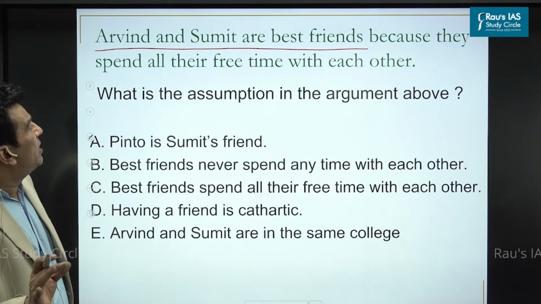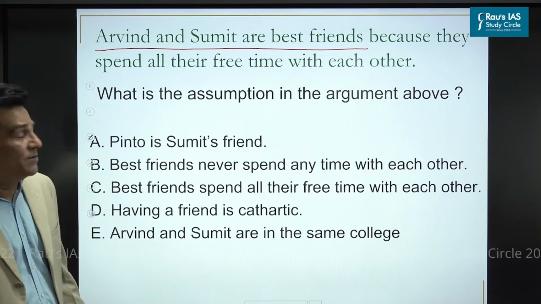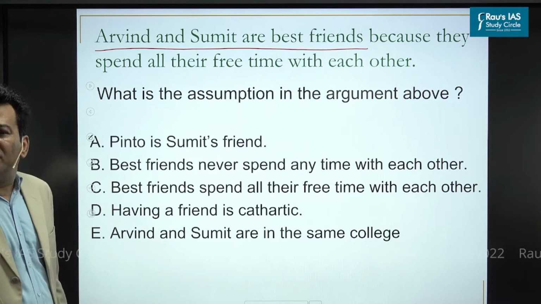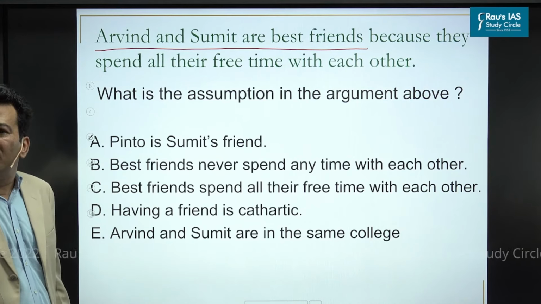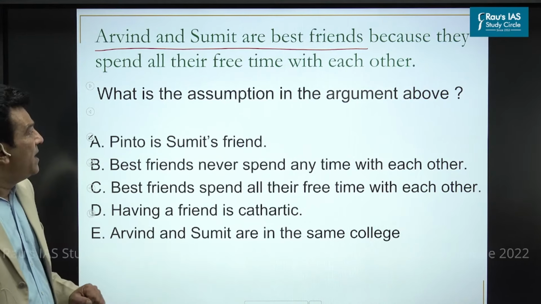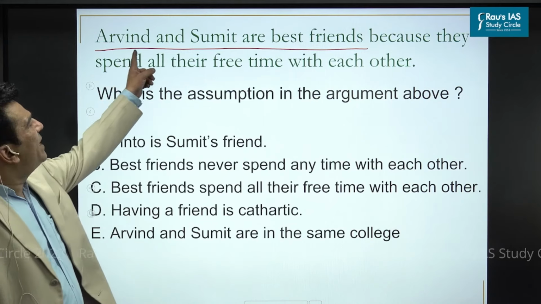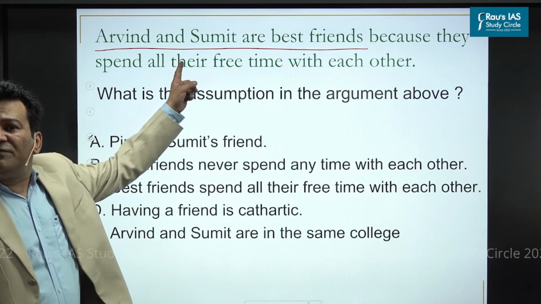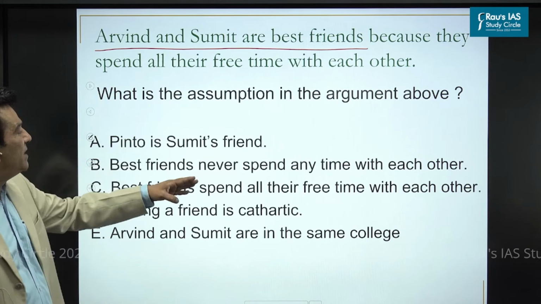The assumption which you find out here is best friends spend their free time with each other. That is the assumption. Suppose you find the assumption, fine and good, then you can get the answer easily. Suppose you cannot figure out the right assumption in a high pressure situation like an exam, then the method of solving this question is different. Then the method is that you look at the argument, identify the conclusion, which is something which everyone can do. Once you have identified the conclusion, straight away jump to the answer choices.